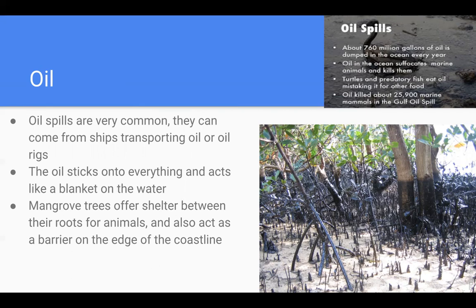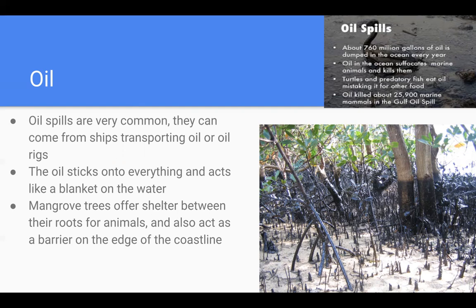The oil is less dense than the water, so this oil will float on the top, and many times it is pushed into the shores by the current. Once the oil is in the water, it is super hard to get rid of and also sticks to everything and acts like a blanket on top of the water.